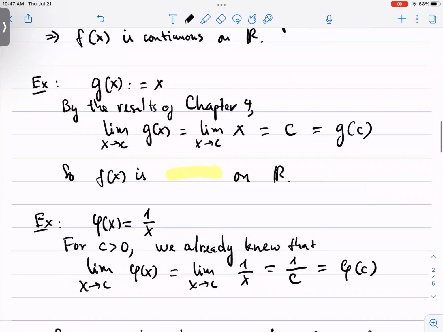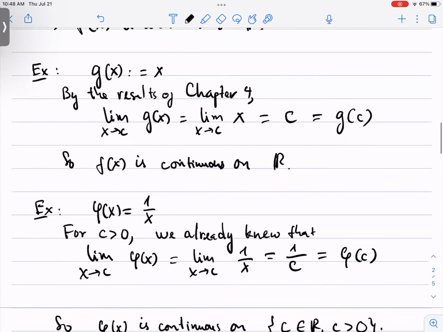Another example is the function g(x) equal to x. By the result of chapter 4 we discussed earlier, the limit of g(x) as x approaches c is equal to the limit of x as x approaches c, which is equal to c, and this is exactly equal to g evaluated at the point c. That's why the function here is continuous at any point c, and consequently it is continuous on the set of real numbers.